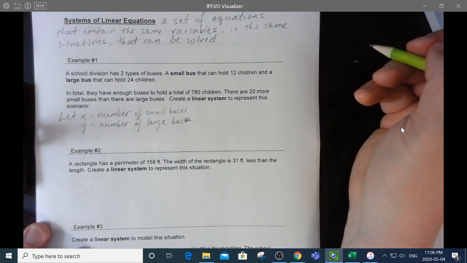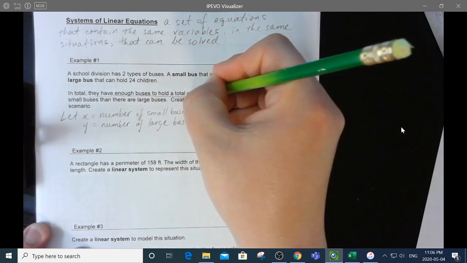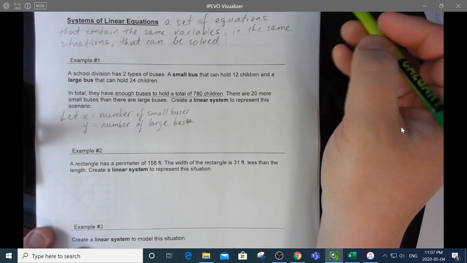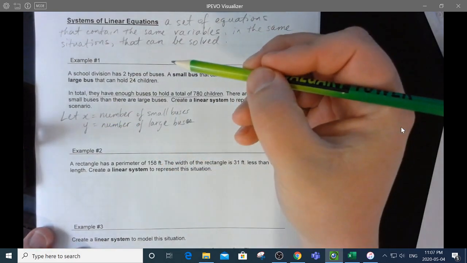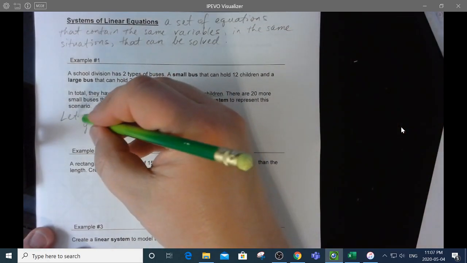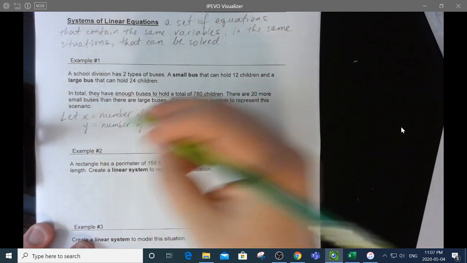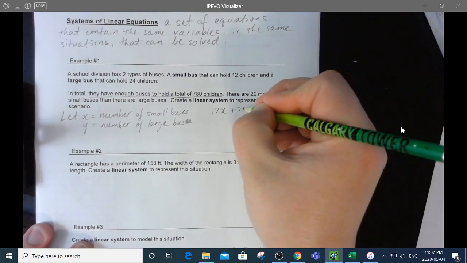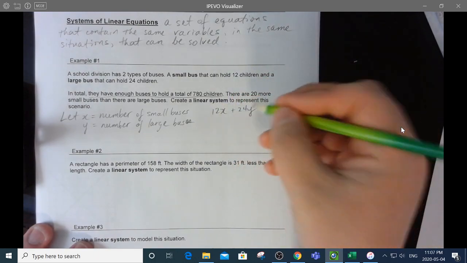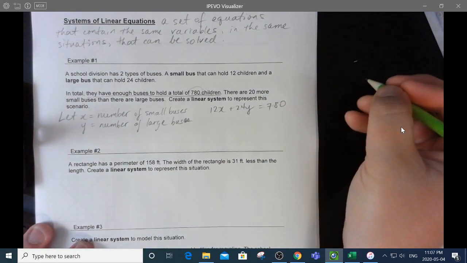So now, I see two equations here. Do you see them? They have enough buses to hold a total of 780 children. So now let's see. If I had one small bus, that would be 12 children. If I had two small buses, that would be 24 children. So whatever this x number is, it gets times by 12. And then whatever this y number is, it gets times by 24. And that's how many children I can hold if I have x small buses and y big buses. And I know that this number and this number is a total of 780 children. So there we go. There's my first equation.